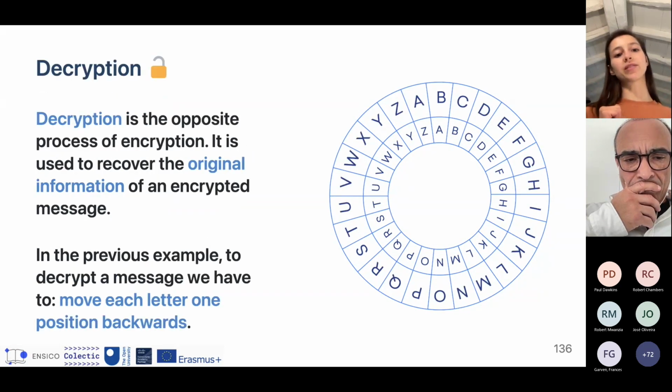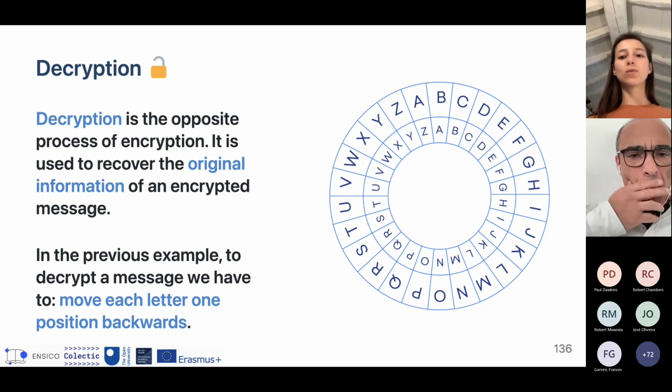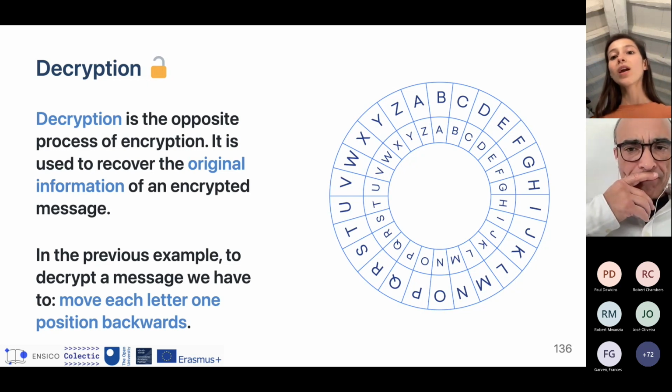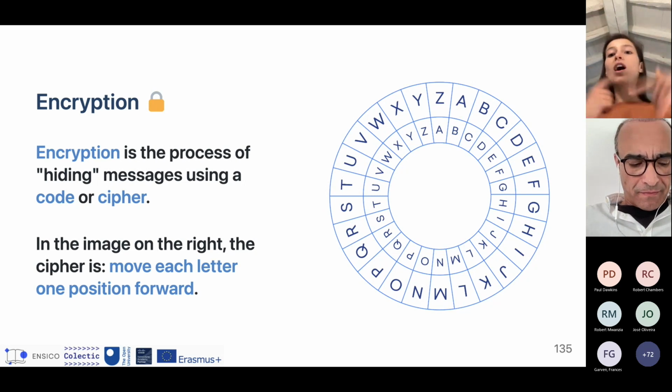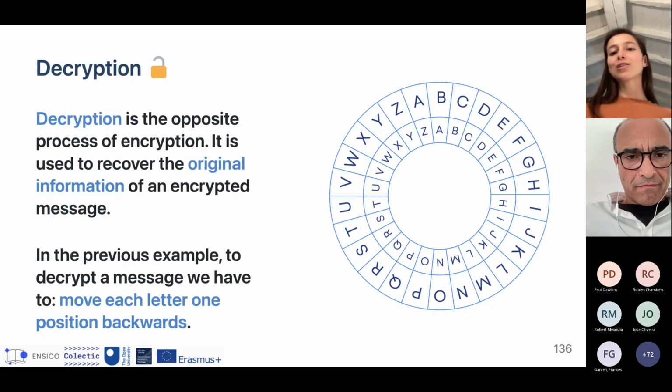Decryption is the opposite process, okay? So it's easy to recover the original information of an encrypted message. So how do we decipher a message that was encrypted with the previous cipher? Before, every letter moved one position forward, right? So A went to B. If we want to undo that operation and recover the original message, we need to move each letter backwards. So B will now go to A, and C will go to B, and D will go to C, and so on and so forth.